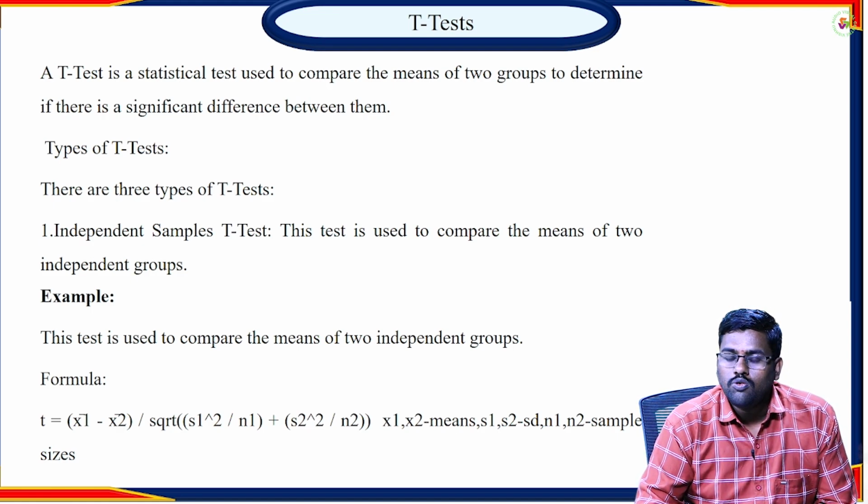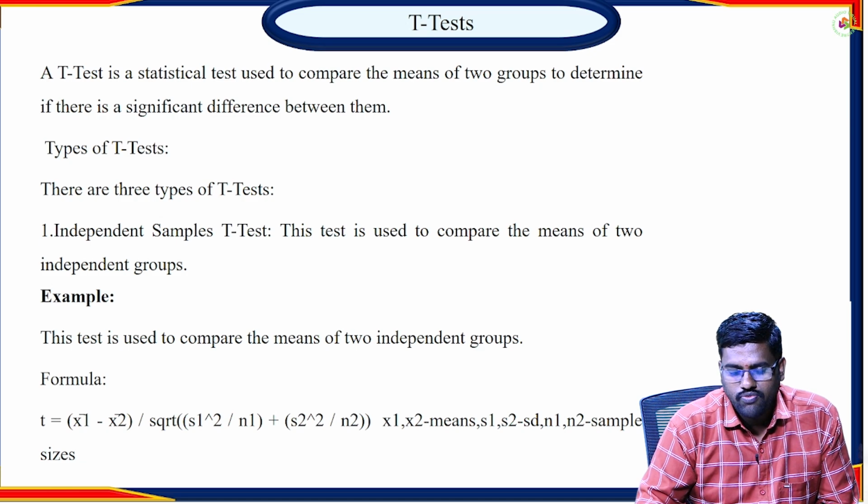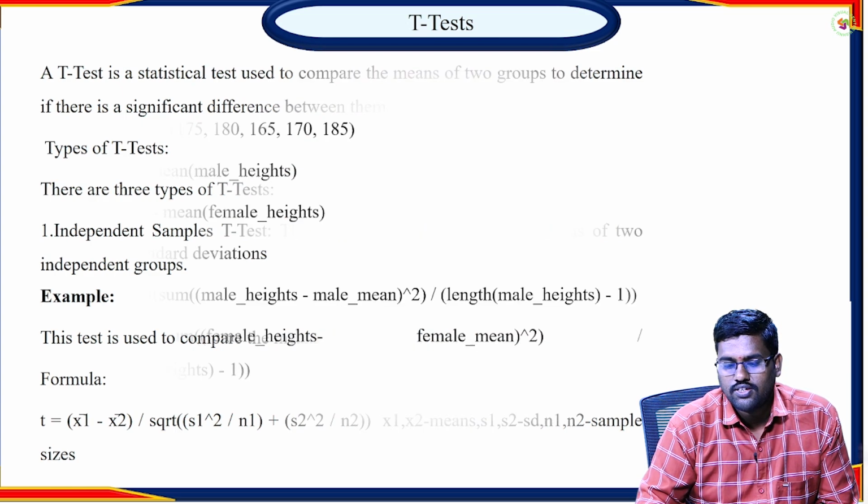That means individual groups are taken, just like G1 and G2, and based on that we have to calculate for the testing. For calculation we have the formula t equals x1 bar minus x2 bar, that means the means of the two samples x1 and x2, divided by the square root of S1 squared over n1 plus S2 squared over n2. S1 and S2 are the standard deviations, n1 and n2 are the sample sizes. I will show an example, you will understand.